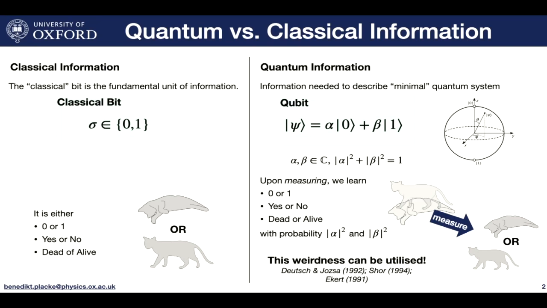And this weirdness, in fact, can be utilized. This is, of course, why I'm telling you about this today. Alessia already told you a great deal about these things, but I want to say that some of the very first people to think about how to utilize this weirdness of quantum mechanics were in Oxford. Deutsch and Jozsa published the Deutsch-Jozsa algorithm, which is kind of a toy problem in some sense, but it was one of the first to establish that quantum computers can solve problems that classical computers cannot.